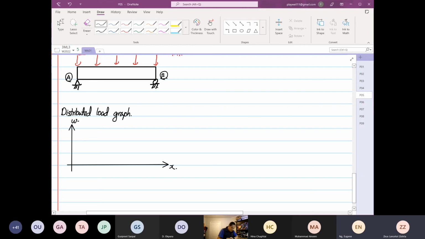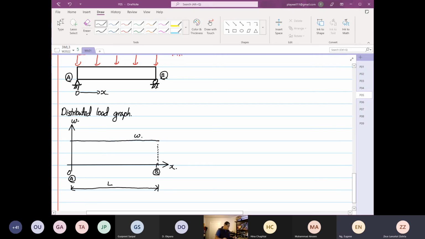So this is 0, 0. This is our x direction. This is where our point A is, and this is where our point B is. Over a distance of L, we have a uniformly distributed load, up to here, and this is where our omega is.